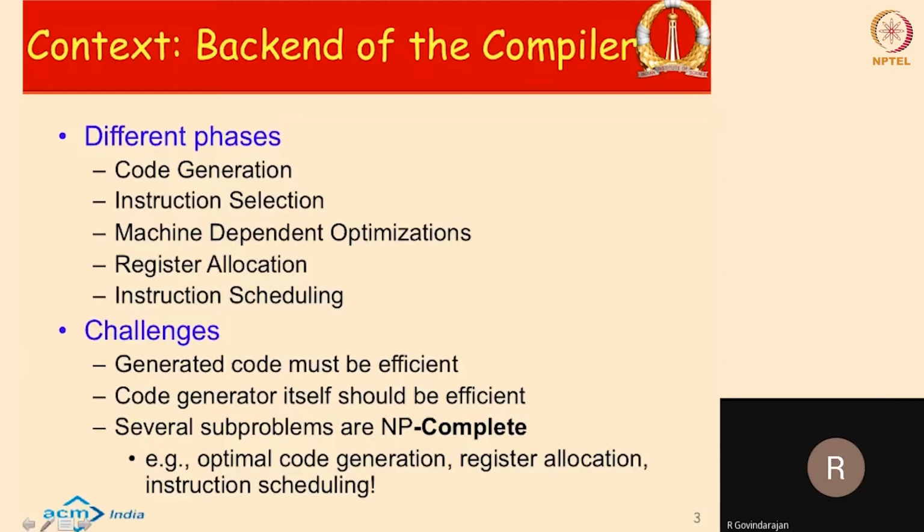That means that if you want to get the optimal solutions, you have to spend a very long amount of time, exponentially large amounts of time. That's not possible. So you have to come up with efficient heuristics which can do this in a reasonably good way, but very, very fast, right? So all of these problems are NP-complete, like optimal code generation, register allocation, instruction scheduling. And if you want to combine instruction scheduling and register allocation, that's also complex and so on. So this is the context and this is the challenge that we are facing.